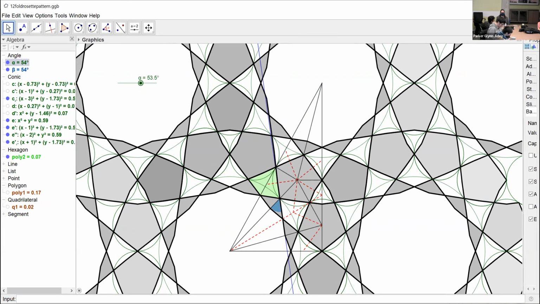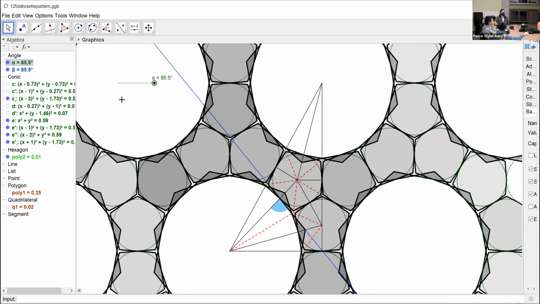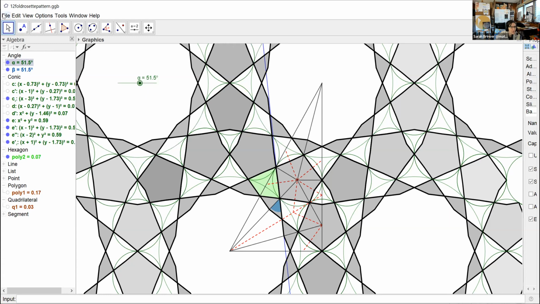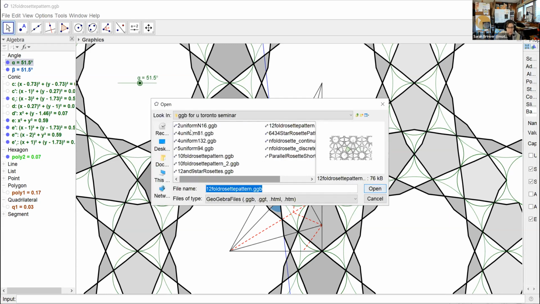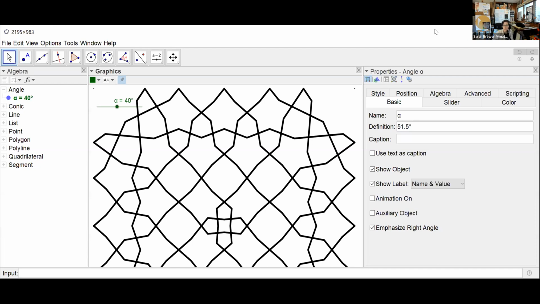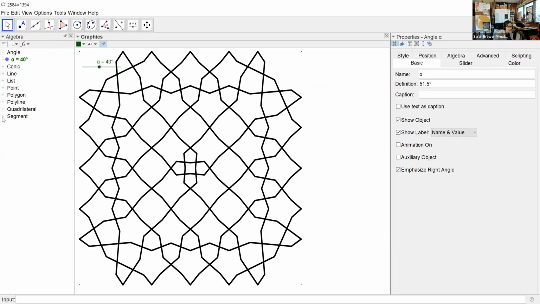What did you mean by it approaches its dual? What is a dual in the context of this? Yeah, so let me pull up this pattern.